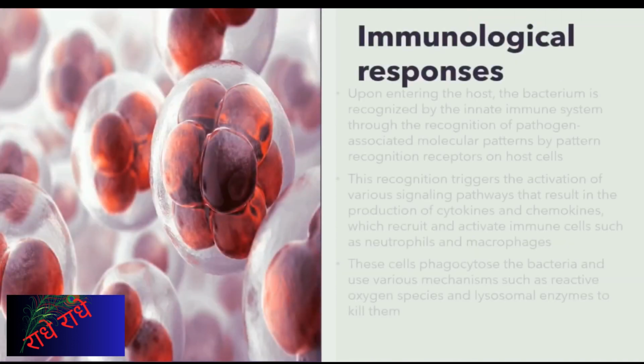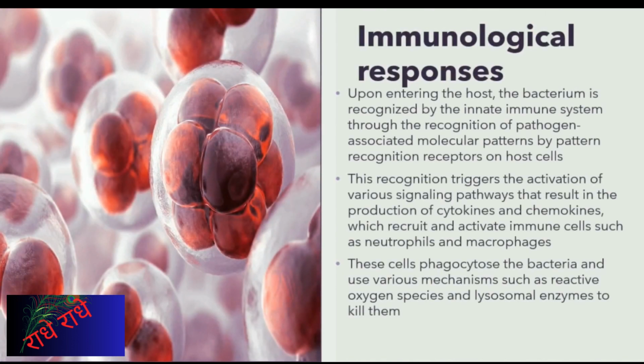Listeria monocytogenes is a bacterium that can cause food poisoning. Once ingested by the host, it is recognized by the innate immune system and triggers signaling pathways which result in the production of cytokines and chemokines, which in turn attract immune cells such as neutrophils and macrophages. These cells then phagocytose the bacteria and use various mechanisms to kill them. Comprehending these immunological responses is vital for controlling the spread of this bacteria.